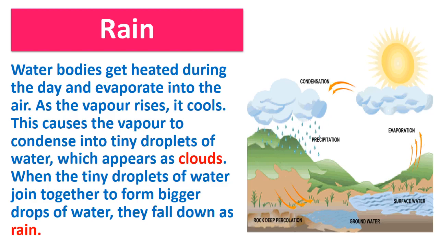You can see from the diagram also, surface water rises up, evaporation takes place, then condensation takes place, then precipitation occurs, then the percolation of the water takes place deep into the rocks. So this is rain.